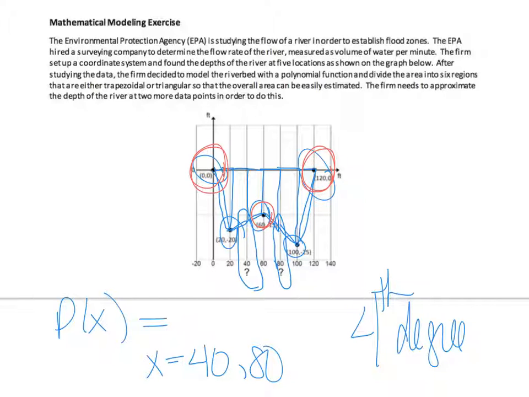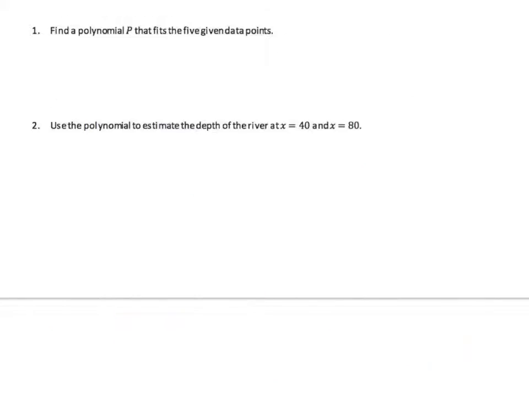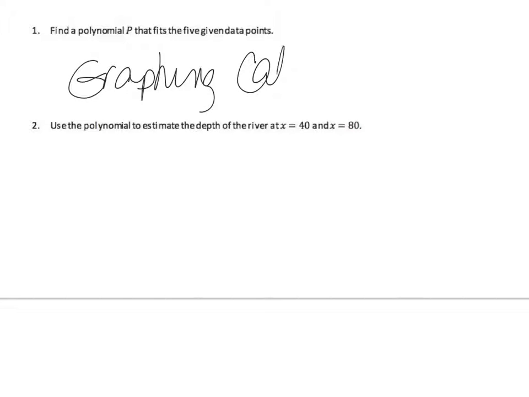So today we're going to actually move on. Find a polynomial P that fits the given data points. Okay, we're going to do that with our graphing calculator. So go ahead and get your graphing calculator out and practice along with me. We'll move number 2 to the next page.